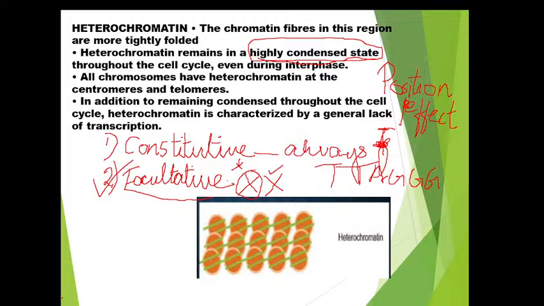And this condensed X chromosome in females is called the bar body. This heterochromatinized X chromosome in females is called the bar body. The bar body is the condensed X chromosome in females.